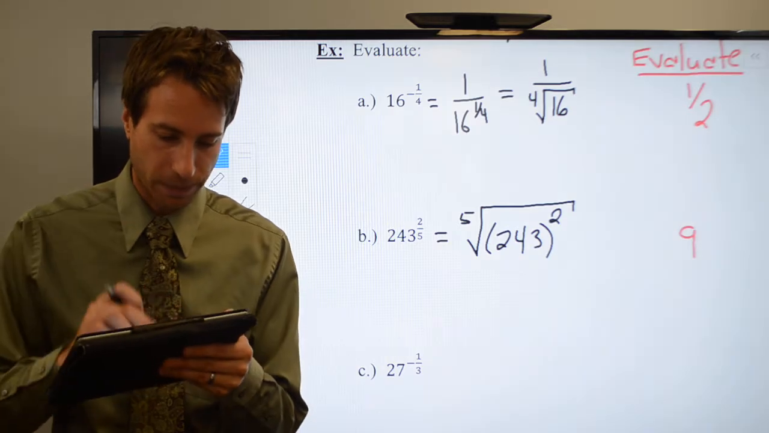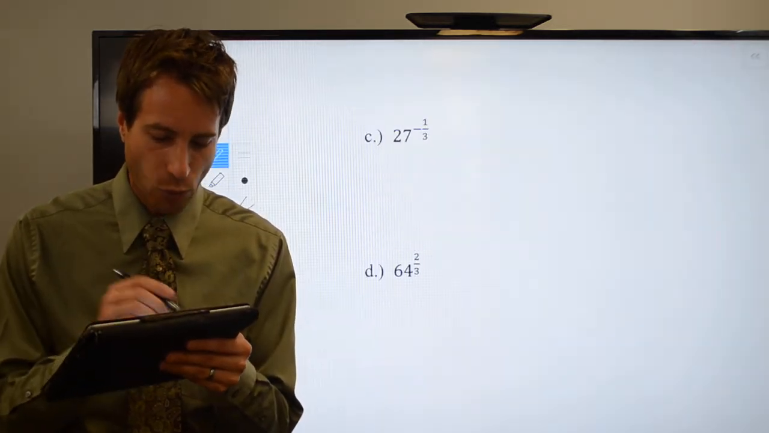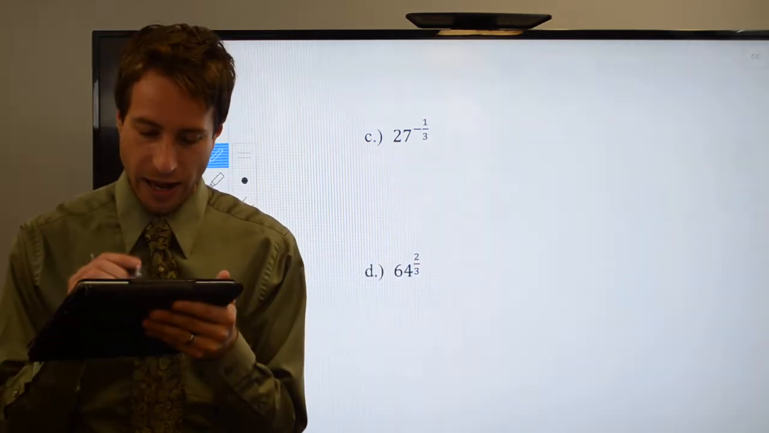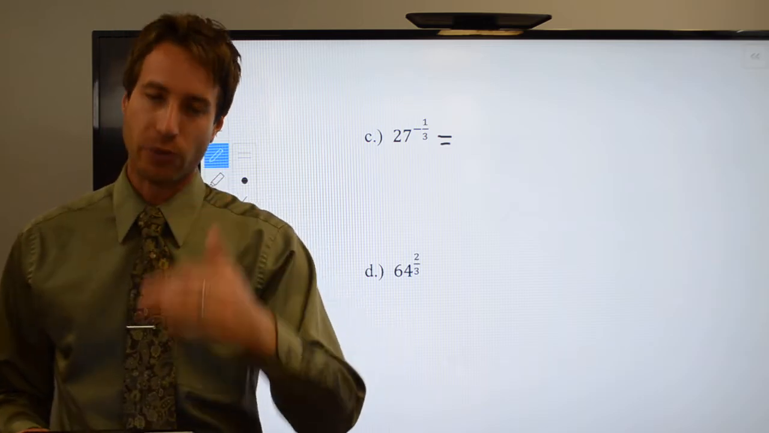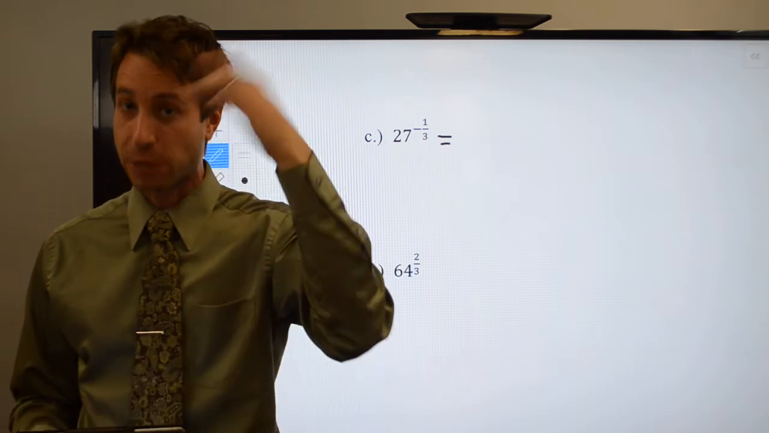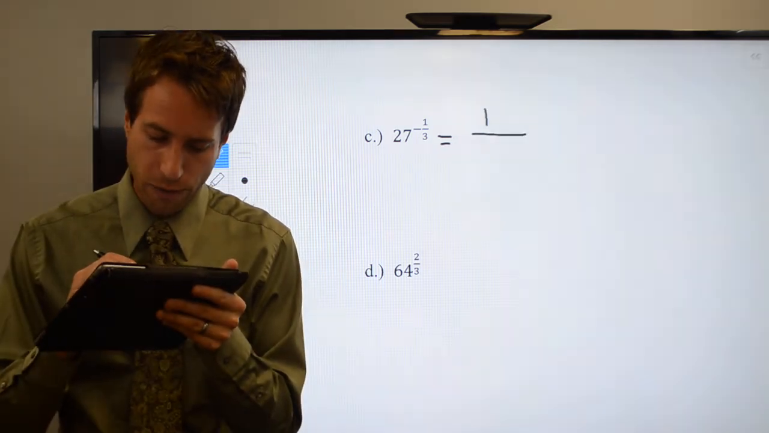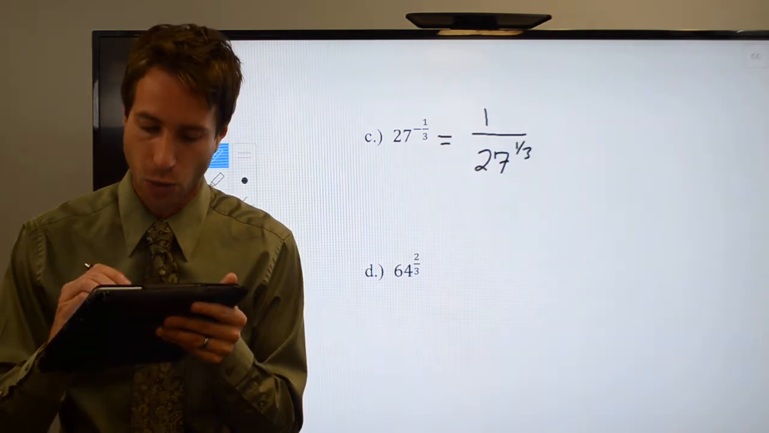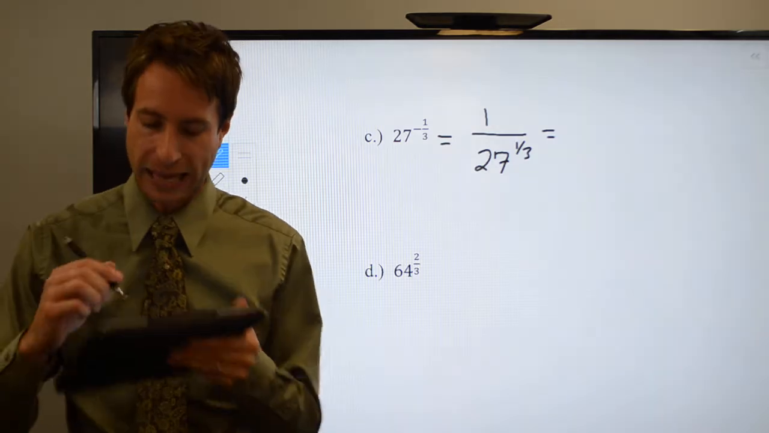So anyway, next one. I've got 27 to the negative 1/3 power. One thing I have to do before I can rewrite this is make that exponent positive. That means it all goes to the bottom. So 1 over 27, which will now be to the positive 1/3 power. And then, of course, because my denominator is a 3, it'll be a cube root.